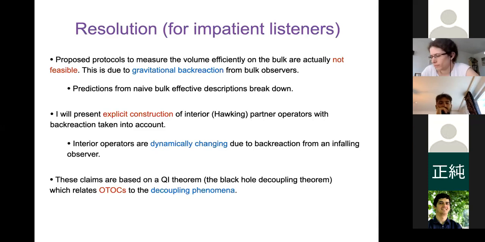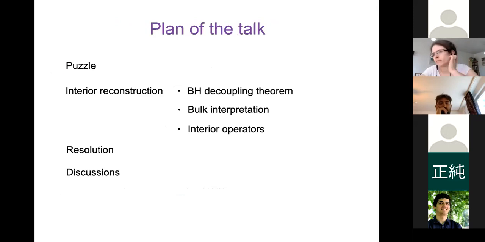Now, these claims are based on a very simple but powerful quantum information theoretic theorem, which I will call the black hole decoupling theorem. And this theorem relates out of time ordered correlation functions, or scrambling phenomena, to the decoupling phenomena, which I will explain later. So here's the plan of the talk. First, I will briefly review the puzzle. I will keep this part very brief because there have already been talks on this topic. And then the main part of the talk, I will discuss interior reconstruction. Then I will discuss the resolution and then conclude with discussions.